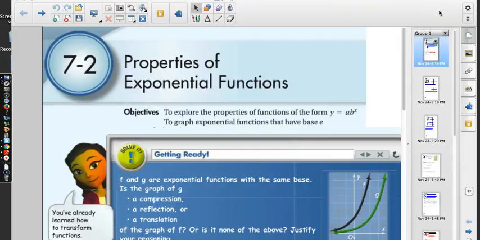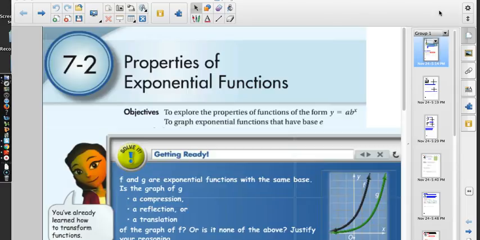Quite a bit of graphing today. We're talking about properties of exponential functions, and we already used those when we were talking about our savings accounts and increasing. And then we had some that had the exponential decay going on. So what we want to do is explore the properties of functions in the form y equals a times b to the x. And definitely we are going to get to graphing exponential functions that have a base of e.